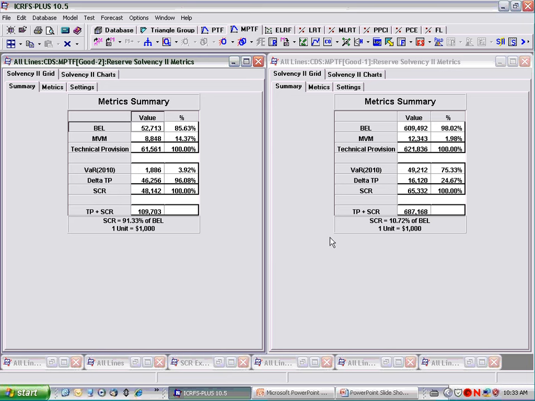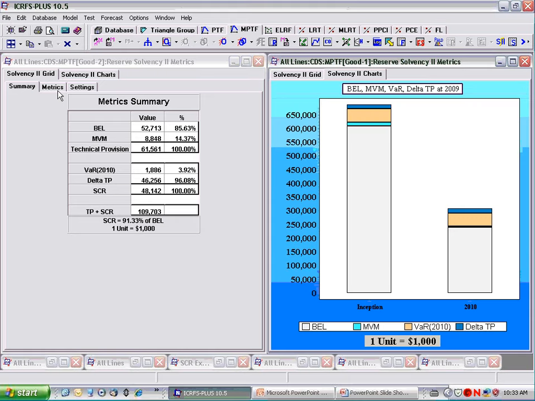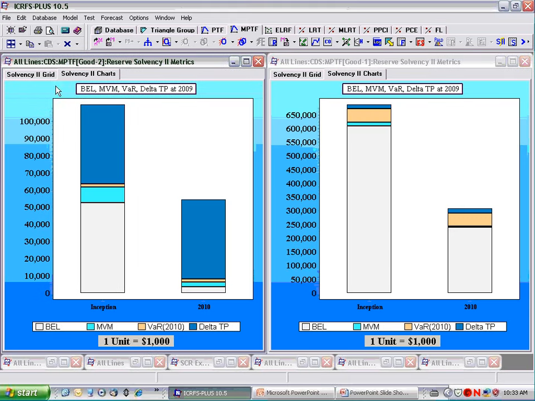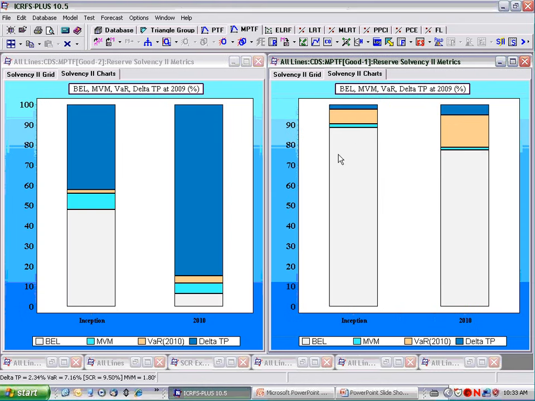Now let's go and look at the aggregate again. If you look at the aggregate and at the charts, let's compare charts again. You can see delta TP here is a very small proportion of the capital you need, whereas here it's a big proportion. Let's look at percentages. So delta TP of the total capital is only 2.34%, whereas for that single line of business it's 42%.